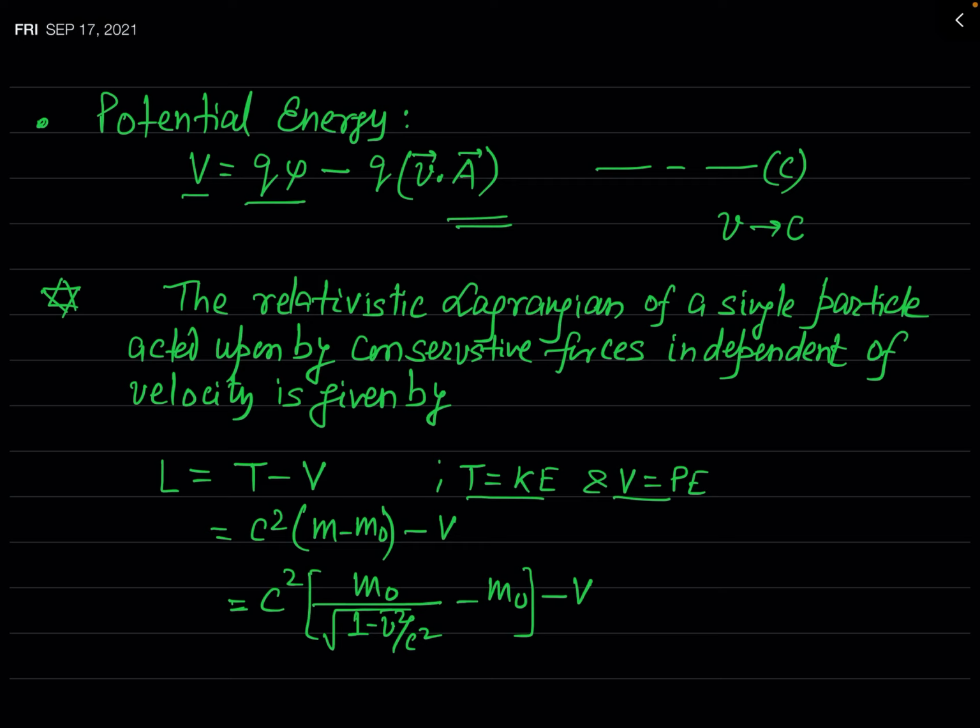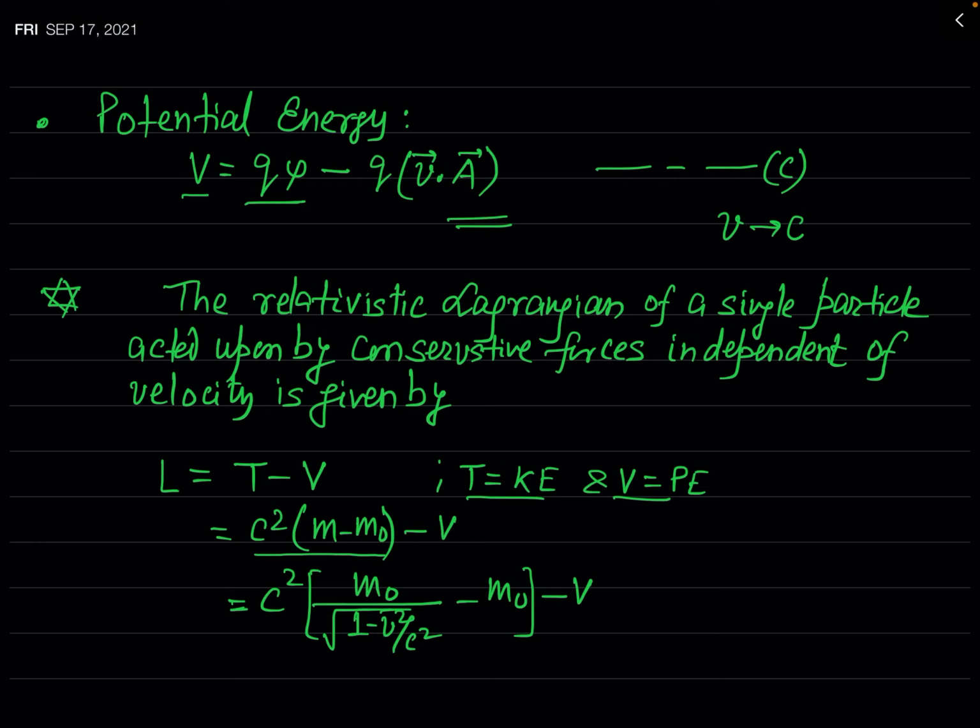Now, if we consider that the particle is in relativistic motion, then you have already studied in special relativity that the relativistic expression for kinetic energy T is c squared times (m minus m naught). You know it. This is the relativistic expression for kinetic energy. In fact, m c squared represents the total energy and m naught c squared represents the rest mass energy, and the total energy minus the rest mass energy is the measure of kinetic energy. So T is equal to c squared times (m minus m naught).